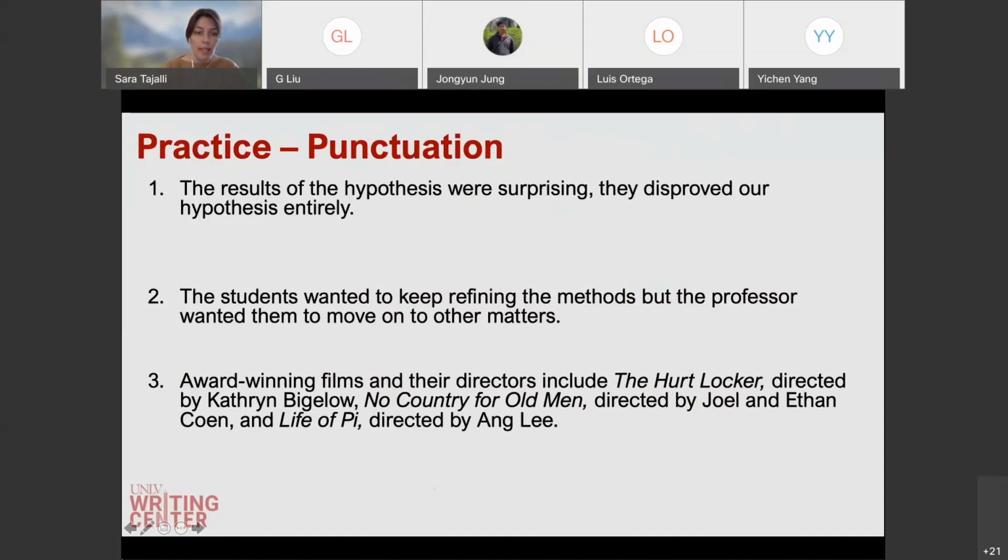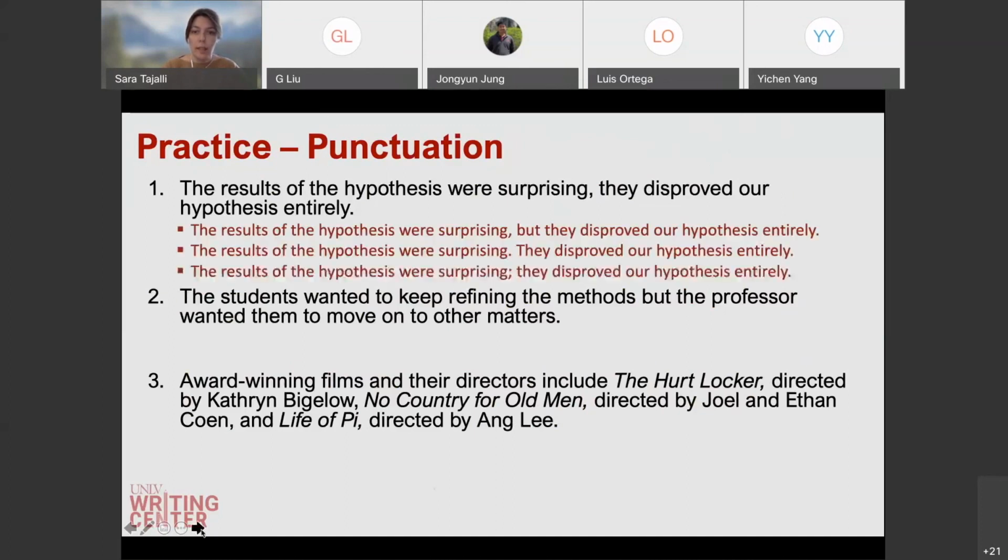All right, lots of answers, and they are all right. So you can add a coordinating conjunction, comma, but they disproved. You can add a period, or you can add a semicolon. It's up to you. The coordinating conjunction, this is just how I related the 2 ideas. But again, whatever coordinating conjunction you use is going to show the relationship between the 2 ideas.